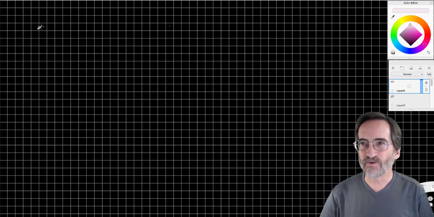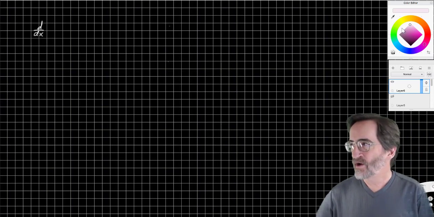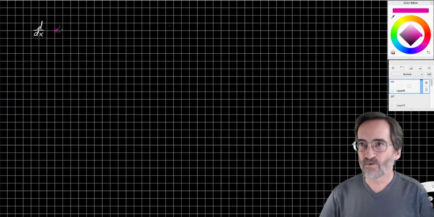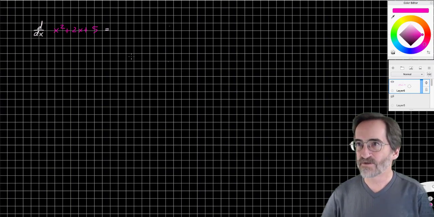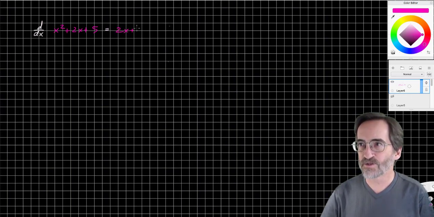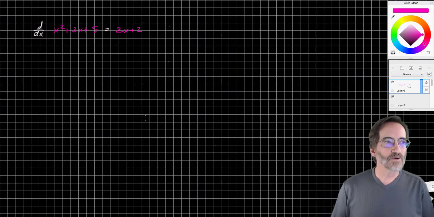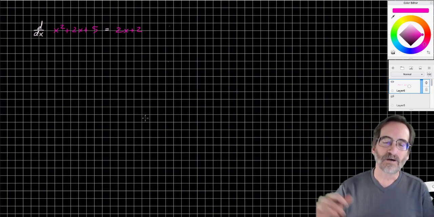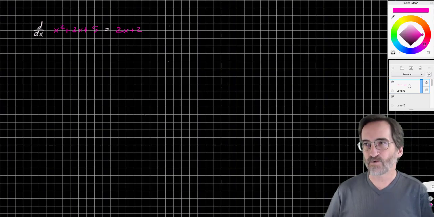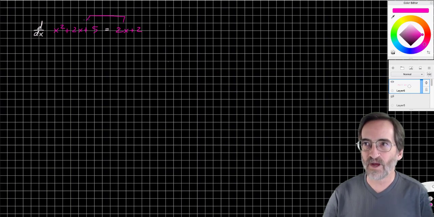So if I want to take the derivative with respect to x of, say, x squared plus 2x plus 5, that by the power rule and the distribution rule here is 2x plus 2. So what we're looking at now is doing the opposite. We're going to go backwards. We're going to take the answer to a derivative and find the function that we derived. It's called the antiderivative.